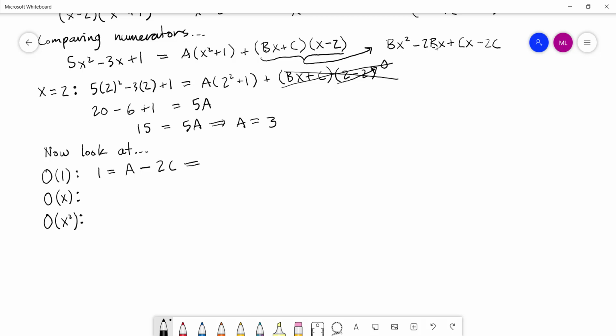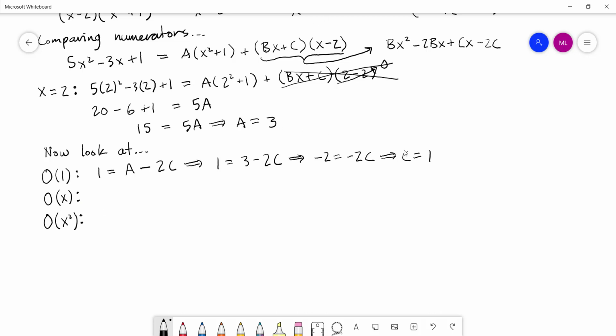But we already found a as being 3, so I really have 1 is equal to 3 minus 2c, and we can solve that. So all I need to do is subtract 3 from both sides, and I'll have negative 2 equals negative 2c, which tells me that c must be equal to 1. Now we'll look at the order x terms. And we'll only do these other ones if they're necessary. Once we've got A, B, and C, we're good.